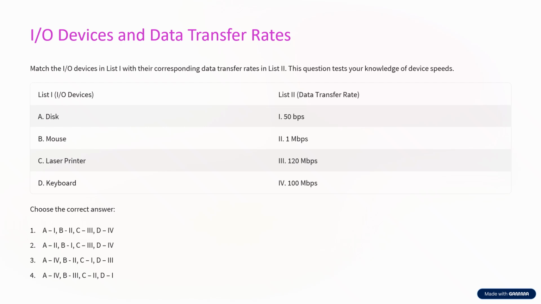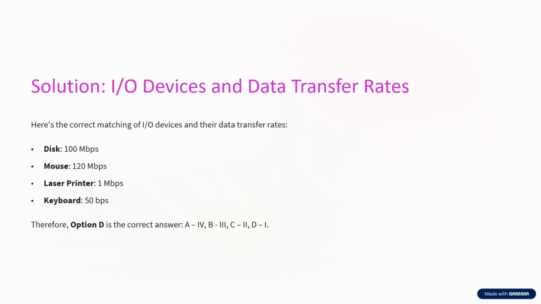So in list 2, the first is 50 bits per second, the second is 1 megabit per second, the third is 120 megabits per second, the fourth is 100 megabits per second. So this is the solution for the question. Here is the correct matching of the I/O devices and their corresponding data transfer rates.